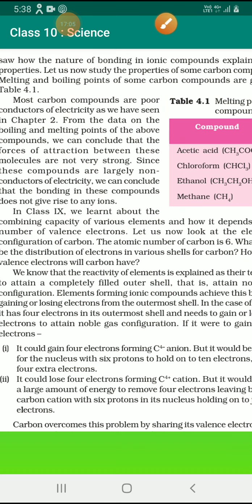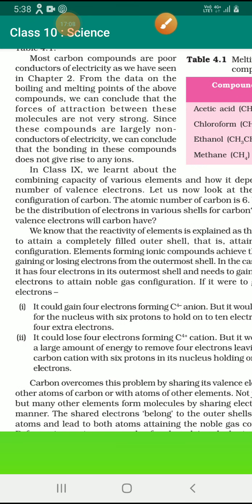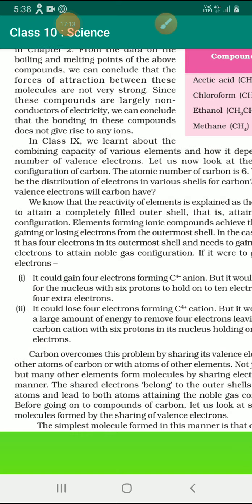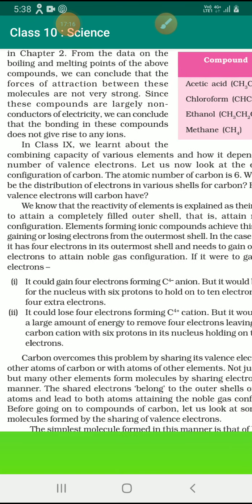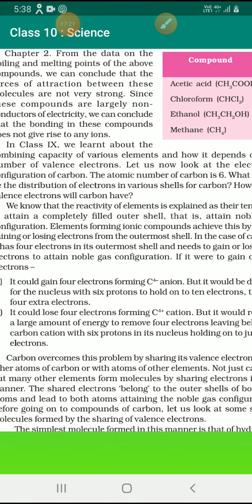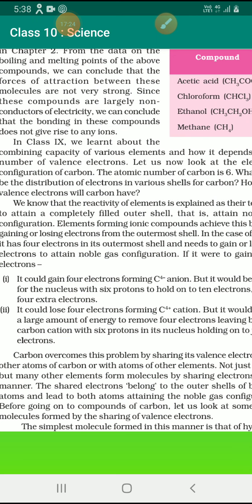So let's try to understand. We have learned about the combining capacity of the various elements and how it depends upon the number of valence electrons. One more thing about the definition: simply, the electrons present in the outermost shell, not only of carbon but of all elements, are called the valence electrons. Second, the valence electrons are responsible for sharing electrons between two elements.